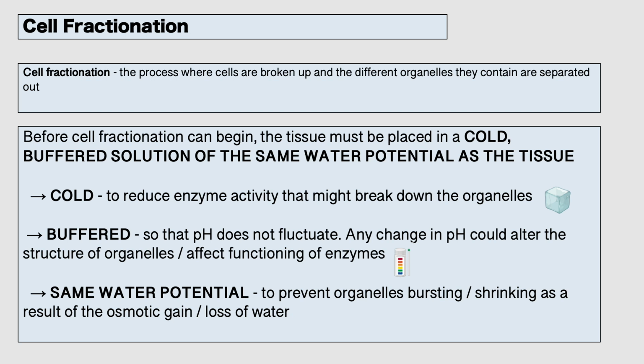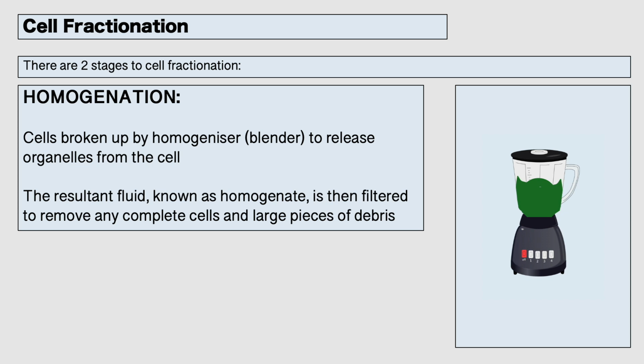And it must be the same water potential to prevent organelles bursting or shrinking as a result of the osmotic gain or loss of water. There are two stages to cell fractionation.